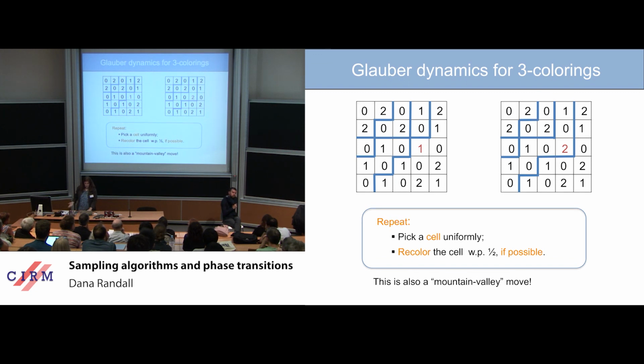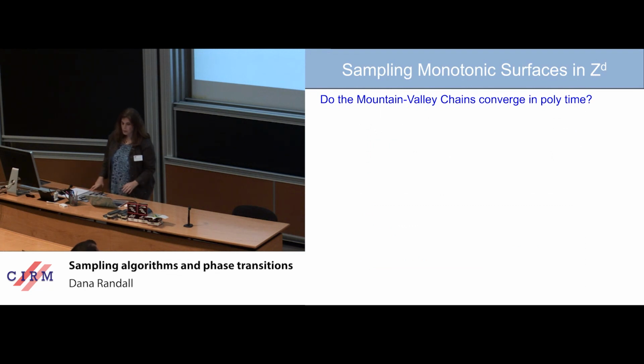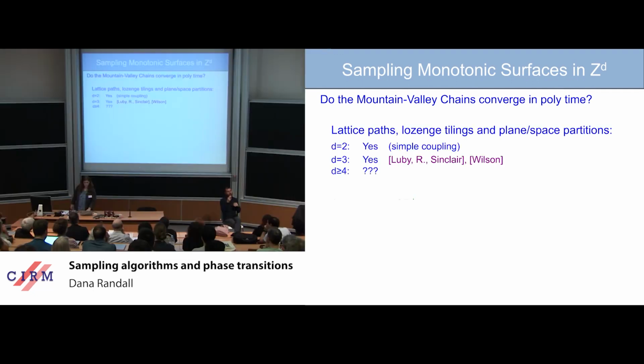Okay, so you pick a cell, recolor with probably 1/2 if possible, as I described it here, and this is also a mountain valley chain. Okay, so I'm going to just give you, not much here is at all new, so I'm just going to give you a summary of what happens if you evolve these surfaces. So I've described it in 2 and 3 dimensions, and obviously it generalizes to higher dimensions.